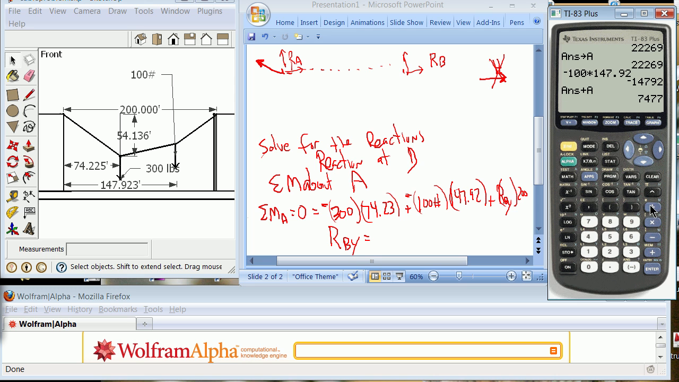And I'm then going to divide by, I want to subtract, so I want to make sure I add those together. So what I have is alpha A plus 14,792. That's my total negative moment. I divide it by 200, and I get the reaction of 185.30.